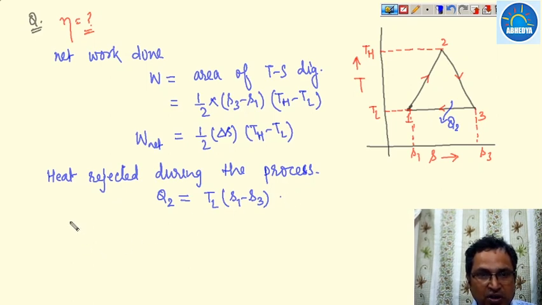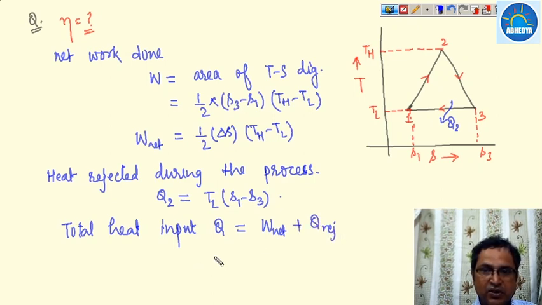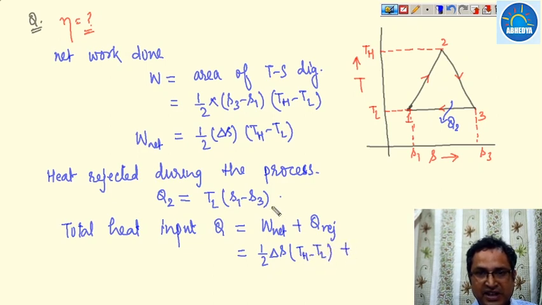So total heat input. What is the total heat input Q? This is nothing but the net work plus Q rejected. So what is the net work done? Half delta S into TH minus TL, plus the heat rejected, which is negative delta S into TL. So this may be written as delta S into TL.